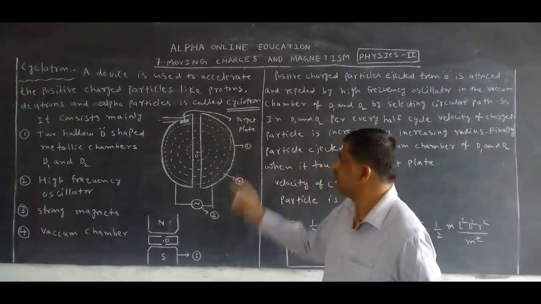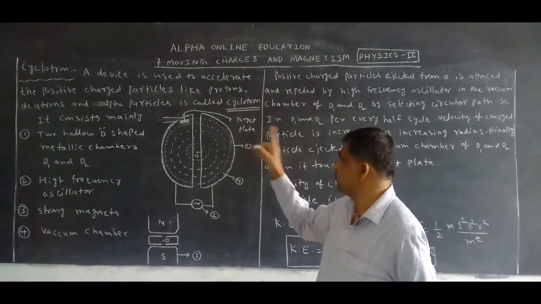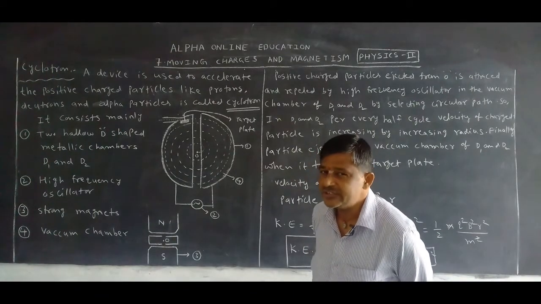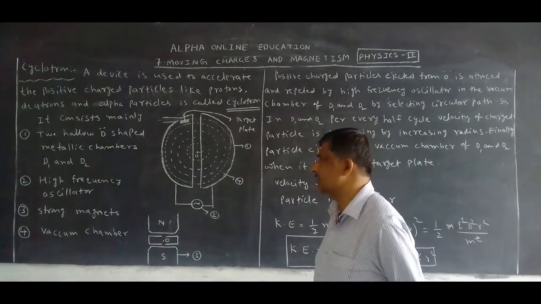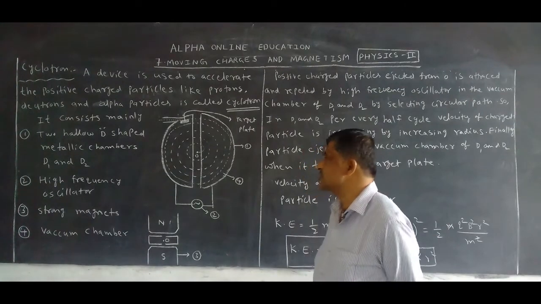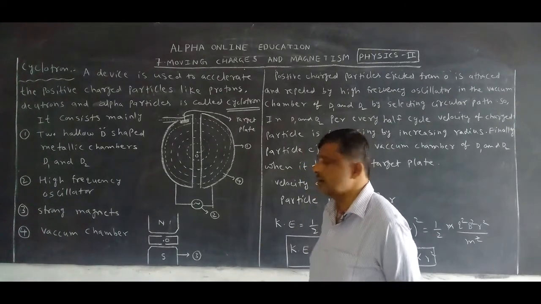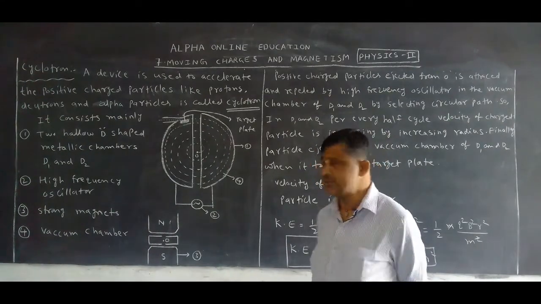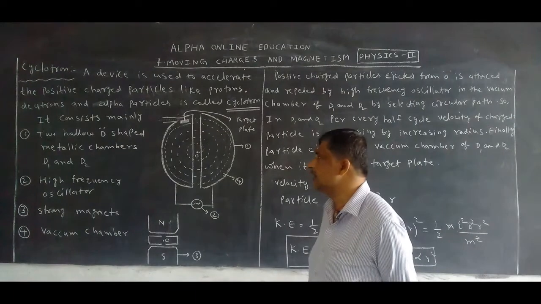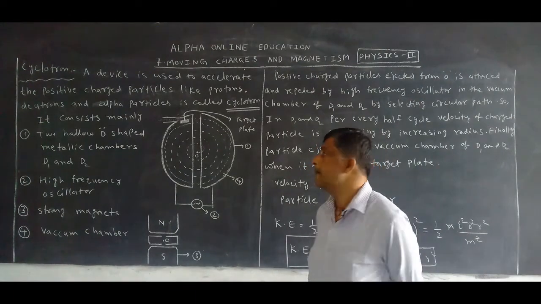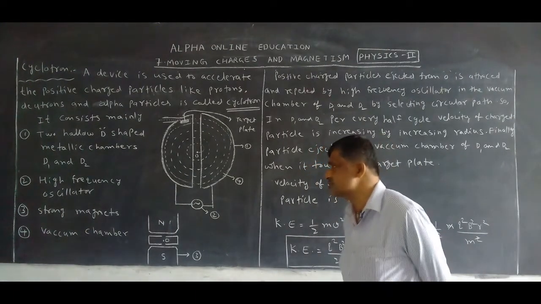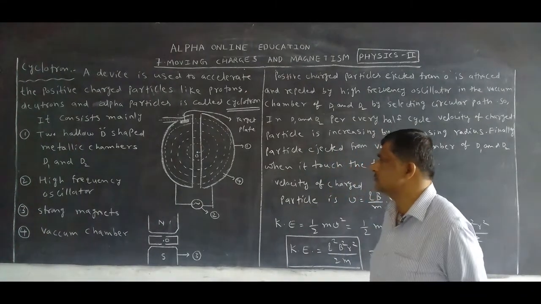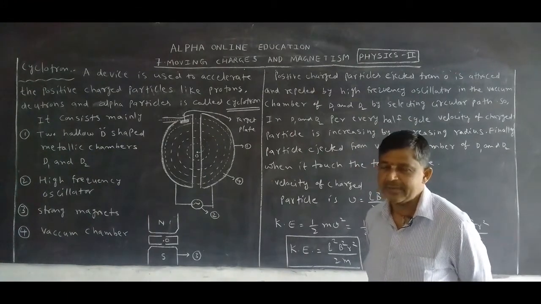Cyclotron is a device used to accelerate positively charged particles like protons, deuterons, and alpha particles. Now, this instrument is designed by Lorentz.